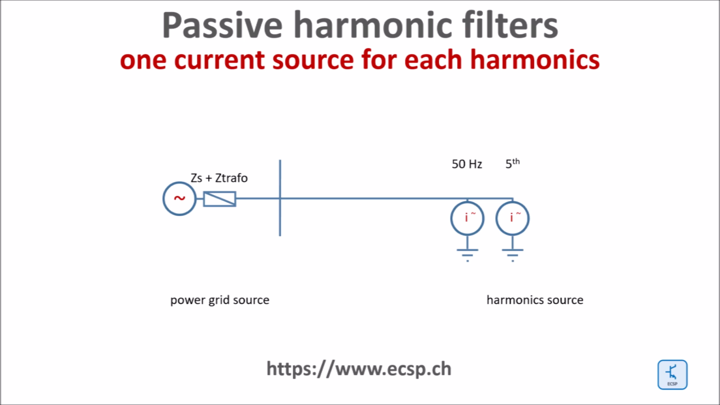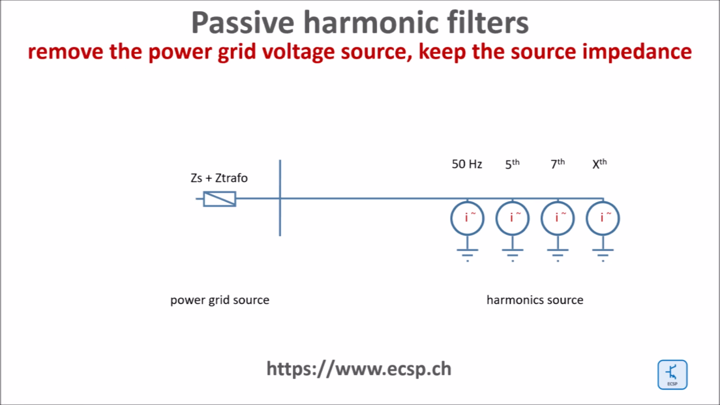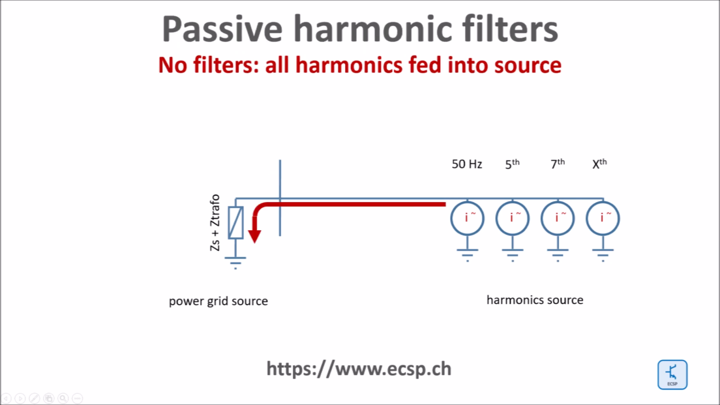Each current source stands for an individual current harmonic previously evaluated by the harmonics frequency analysis, plus the base current frequency, 50 or 60 Hz. I remove the grid voltage source and connect the source impedance to ground. Without filters, the base rectifier current plus all harmonics feed the power grid.